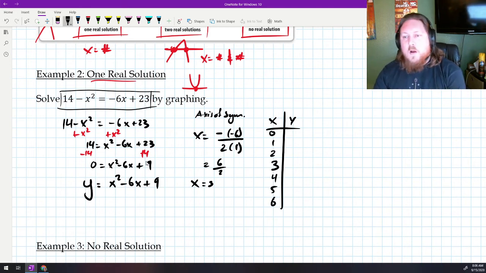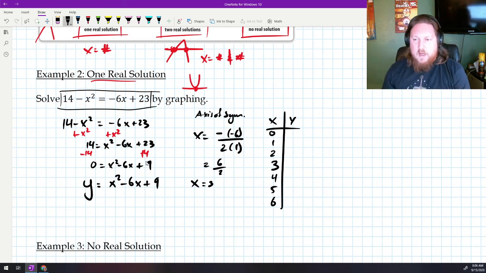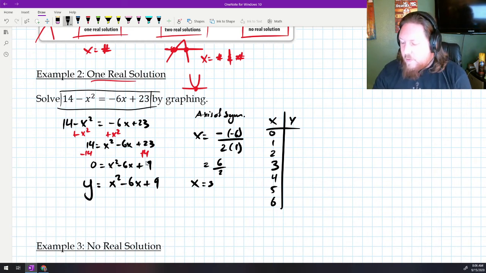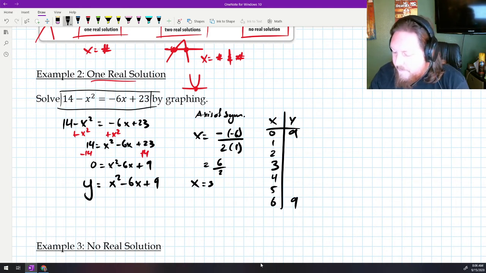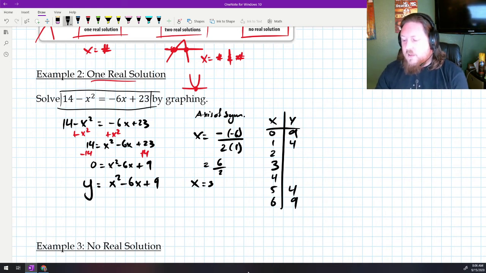Now, because it happens to be one real solution, they tell me ahead of time, I know it's going to be at the vertex, but I'm not going to do that. I'm going to fill out my table of values here. When I plug in 0, I get 9, which means when I plug in 6, I should also get 9. When I plug in 1, 1 squared is 1, minus 6 is negative 5, plus 9 is 4. So the 4 goes down here at the 5.